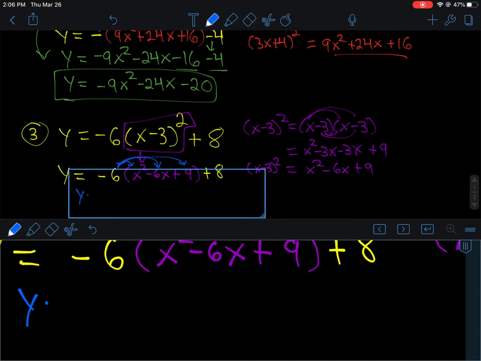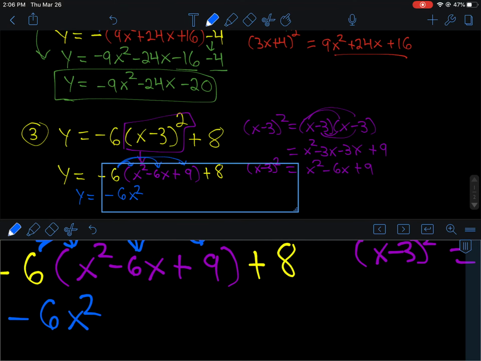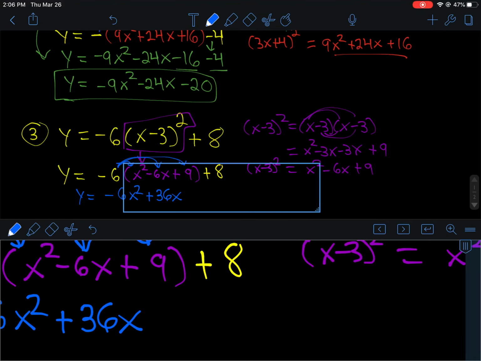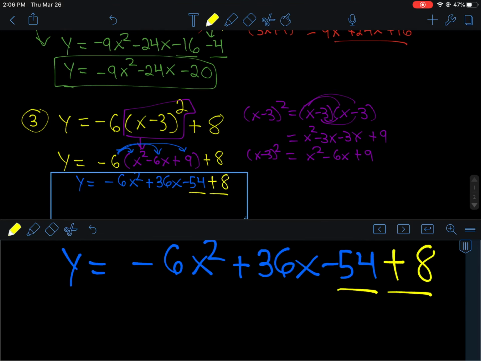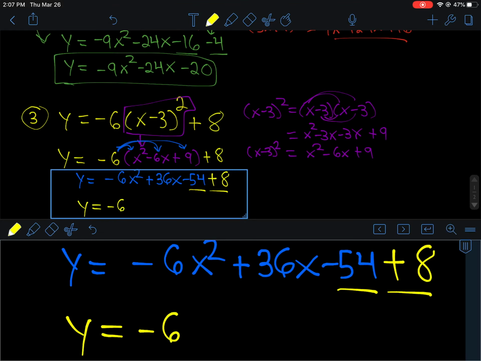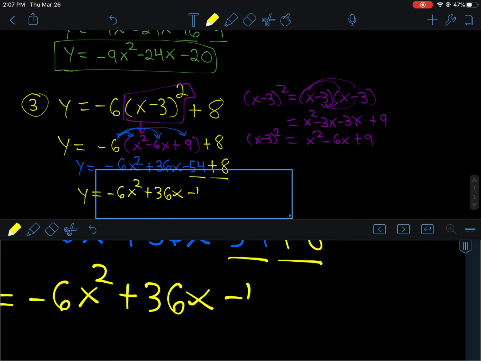So in this case, I have y equals negative 6x squared. Negative 6 times negative 6x, be careful, negative times a negative is a positive, so it'll be plus 36x. And then negative 6 times 9 is going to be negative 54. And then again, don't forget you have that plus 8 outside, and you're not multiplying the negative 6 to 8, because the 8 is not inside of the parentheses, it's outside. Combine these terms here, so it'll be y equals negative 6x squared plus 36x minus 46. And this will be your final answer.